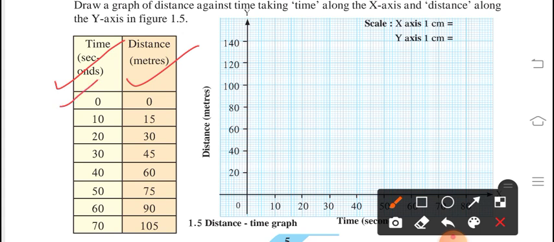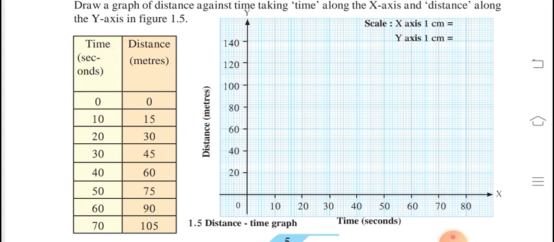Obviously when time is 0, there is no distance, the car is not covering any distance because it has not started. That is why time is 0 and distance is also 0. After 10 minutes the car gets started. After 10 minutes the car is covering 15 meter distance. After 20 minutes the car covered 30 meter distance. After 30 minutes the car covered 45 meter distance. In this way, so on, time is going on and its distance is also going on.